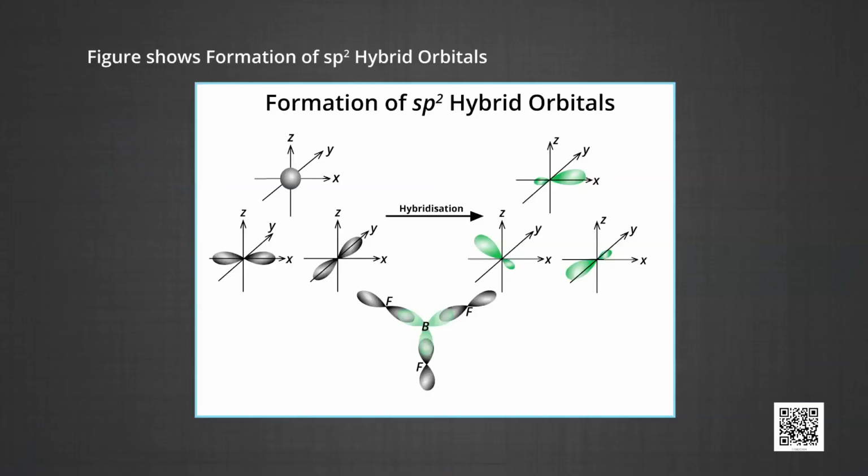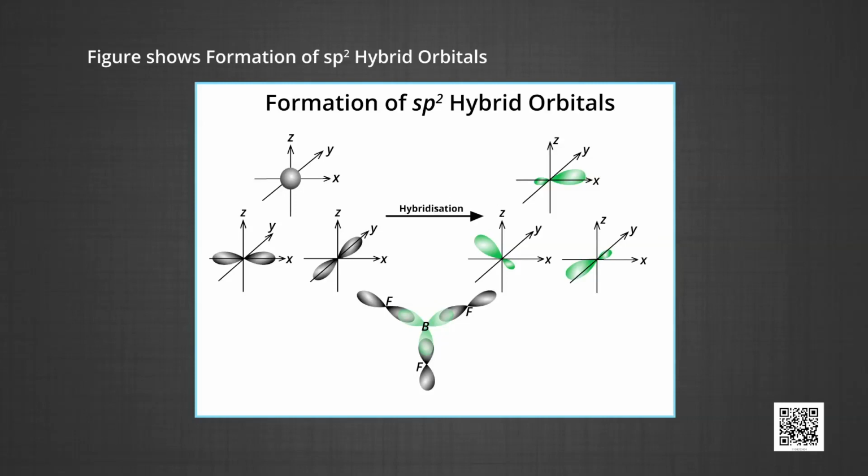Now, the sp2 hybridization. In this hybridization, there is involvement of one s and two p orbitals in order to form three equivalent sp2 hybridized orbitals. Now, the figure shows you the formation of sp2 hybrid orbitals. Here you can see that 1 s and 2 p orbitals are mixing. For this, the best example is beryllium trichloride molecule.